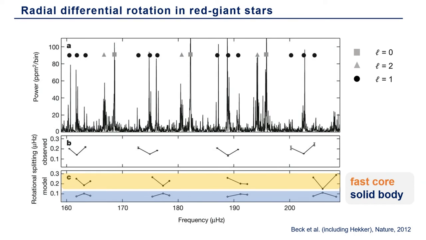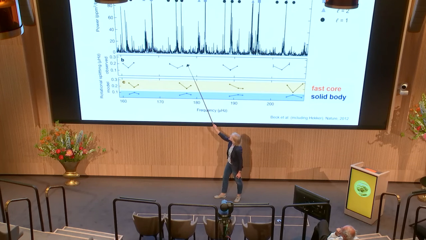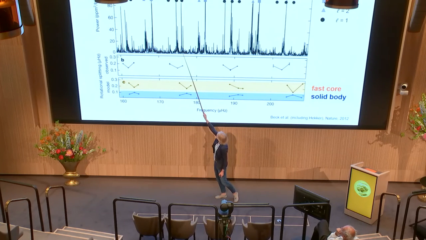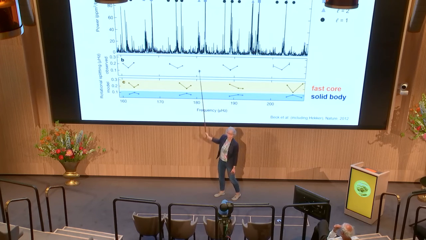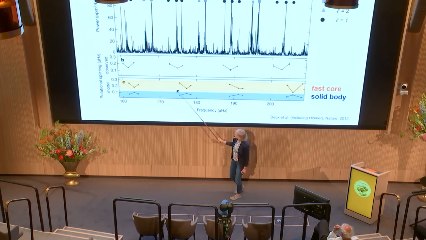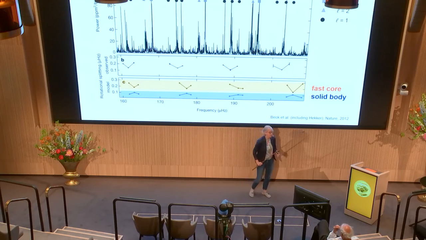This is by Paul Beck, where we have again the power density spectrum indicated with the 0 and 2 modes, and here we can focus on the L=1 modes. You can see these few peaks here together and these few peaks there. Those are different mixed modes, and you can see that they're split, and that is the rotational splitting. If you measure that, you can see this pronounced V shape that we have there.